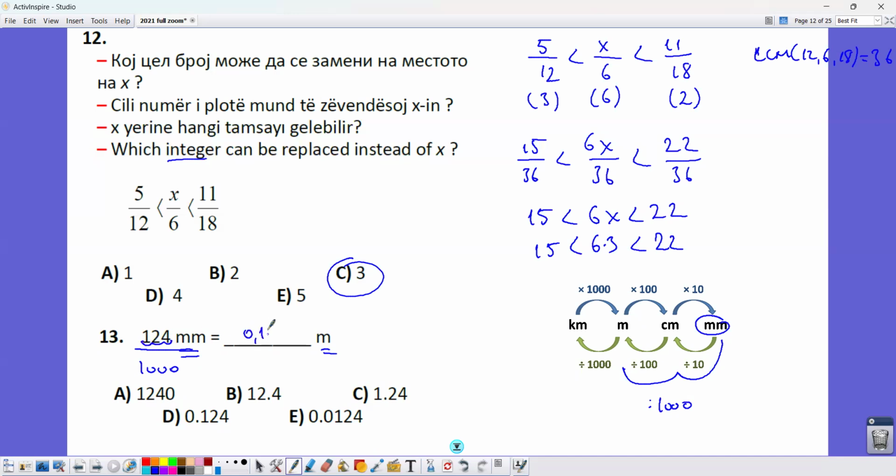So it will become 0.124, which is D. This is the 13th one.